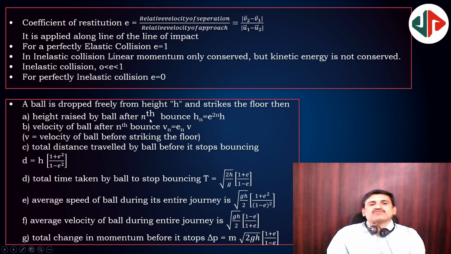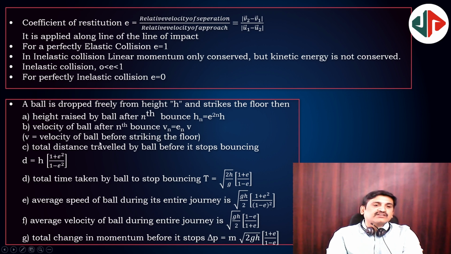Suppose a bouncing ball falls from height h, then rises to a height hn in the nth bounce. That is, hn is equal to e^(2n) into h. The velocity of the ball after the nth bounce is vn is equal to e^n into v.